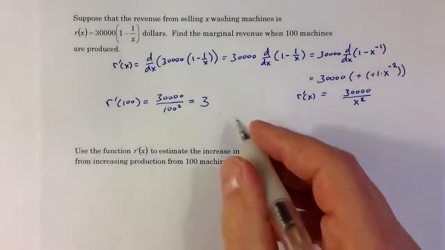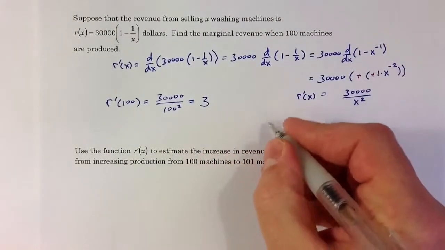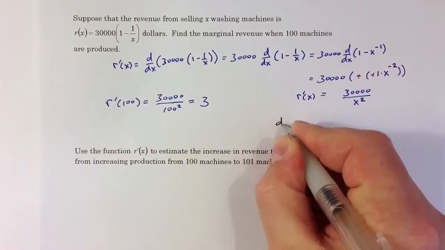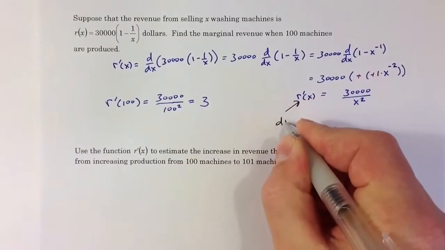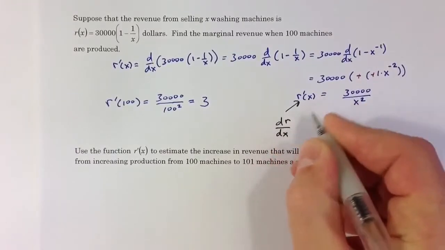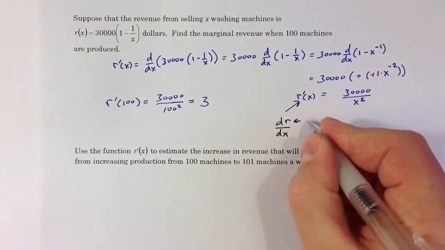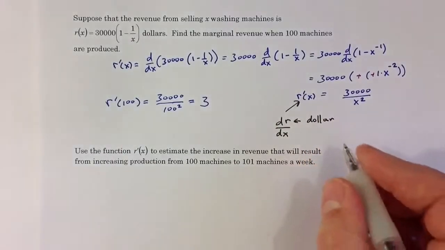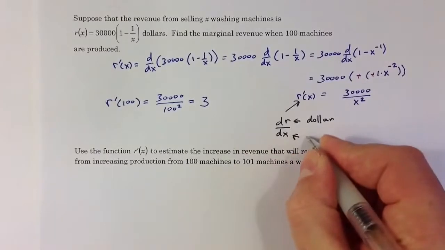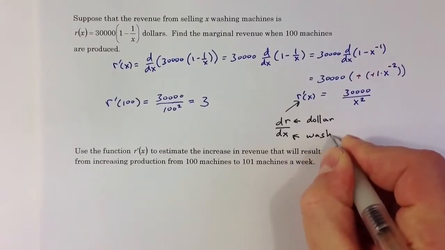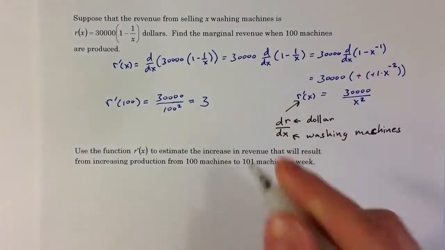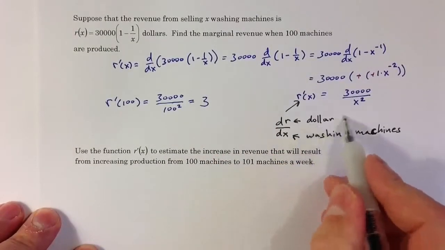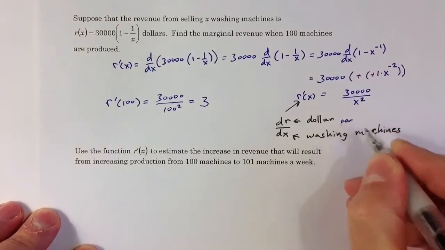With an applied situation like this, it's important to think about what the units of a number like that should be. What are the units of 3? Well, we're talking about the derivative of R with respect to X, and the R units are dollars. The revenue amount is in terms of dollars, and X is in terms of the number of washing machines. So this 3, following the pattern that we've seen, it's dollars per washing machine.